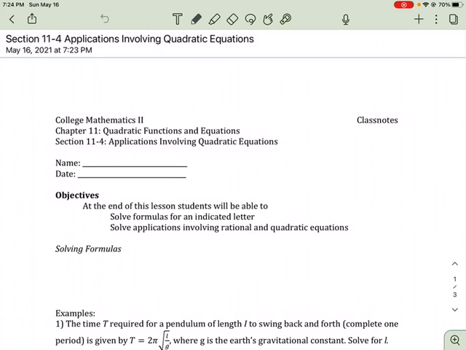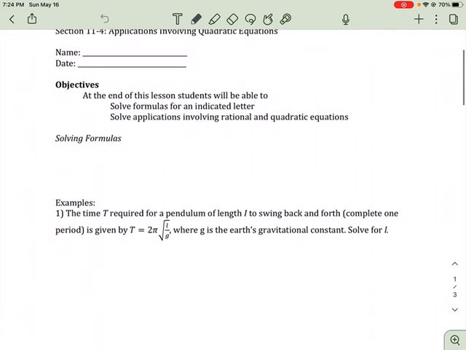And then our other application problems may involve rationals, so we might have to multiply through by the common denominator. So it's a good review for your final, which is coming up. All right, so we're going to solve formulas for an indicated letter and then solve with applications that do involve some rationals and some quadratic equations.